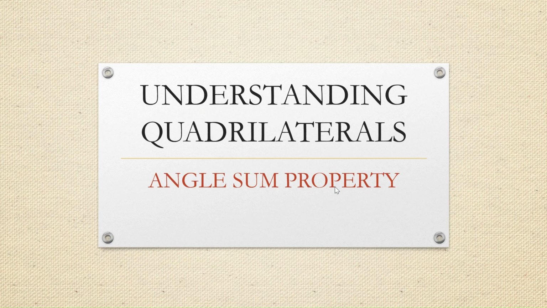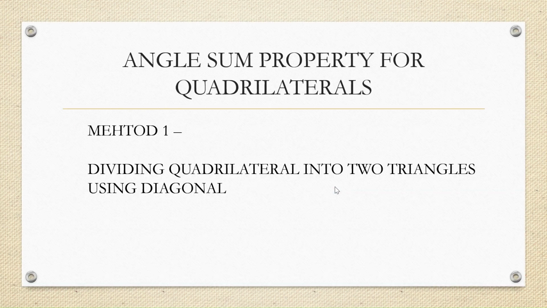Understanding quadrilaterals. Angle sum property. We'll see how to find the angle sum in a quadrilateral using different methods. First method is to divide the quadrilateral into two triangles using a diagonal.